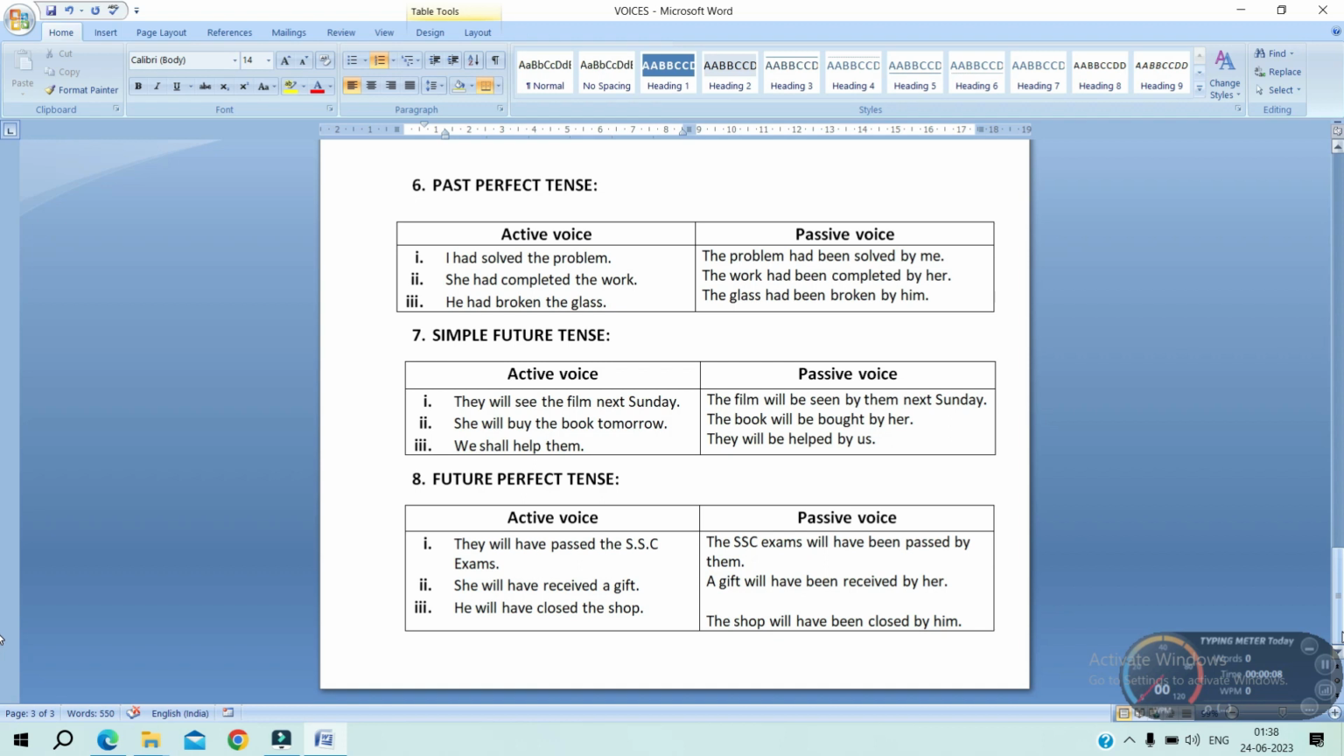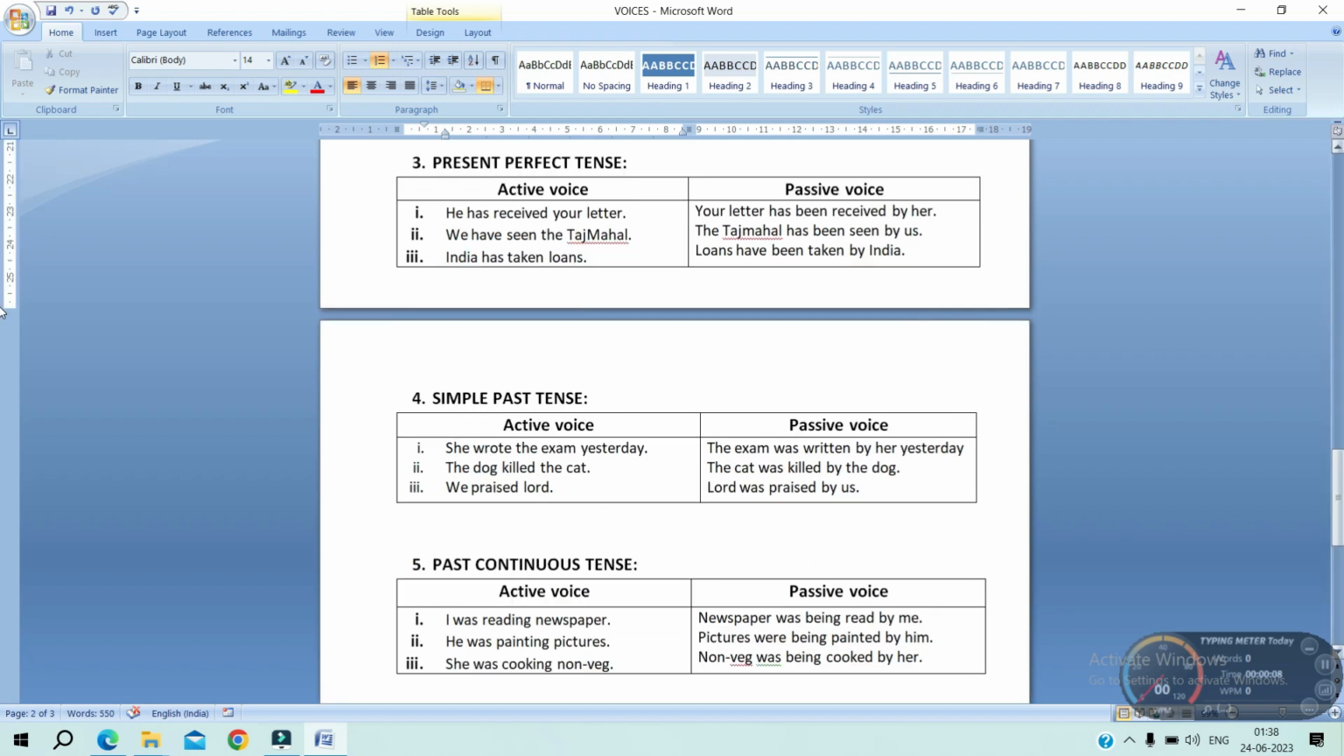I didn't mention here past perfect continuous, future perfect continuous and present perfect continuous tenses. Those tenses are not applicable here in voices. So please practice on this more.